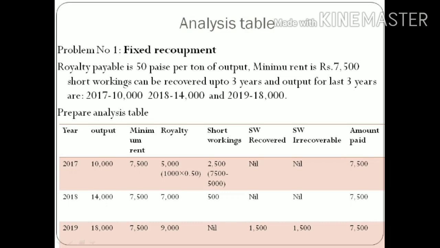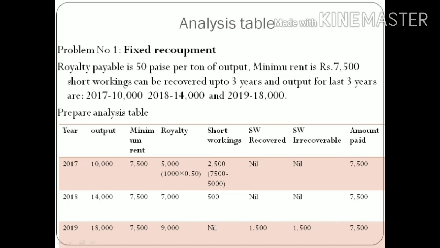Amount paid again, we just need to compare royalty and the minimum rent. Here, minimum rent will be more. That amount has to be paid by the lessee to the lessor. Okay, so 7,500. Next year, 2019, 18,000 is the output. 18,000 tons has been produced. How much is the royalty payable? 0.50. Minimum rent will remain the same. Actual royalty calculation, 18,000 into 0.5, 9,000 you will get. Short workings will be nil because here royalty is more than the minimum rent.